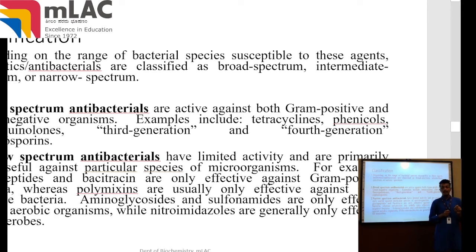If a given antibiotic is specific only to a given group of bacteria, maybe it is only active against gram positive, like penicillin, then we call it a narrow spectrum antibiotic. The intermediate spectrum have both kinds of activity, that is, to some extent they have broad spectrum activity and to some extent narrow spectrum activity.